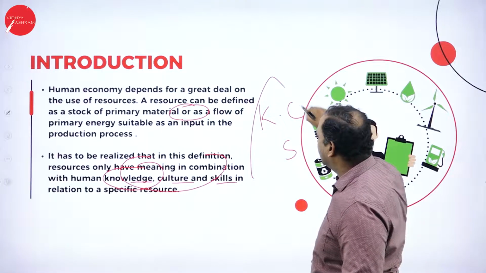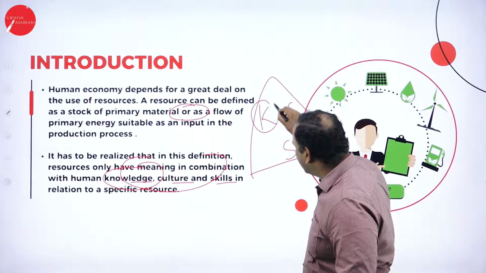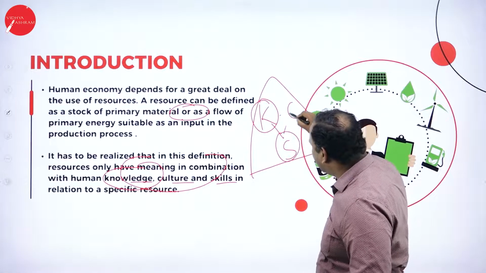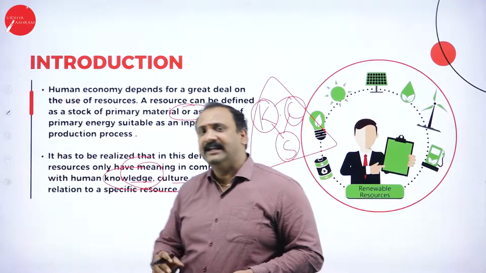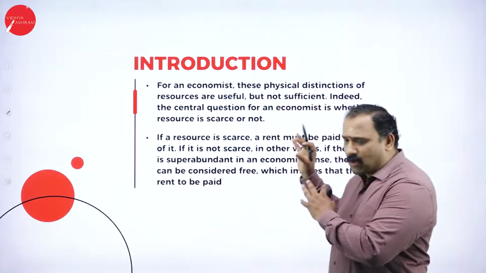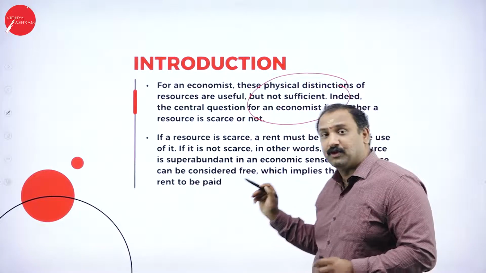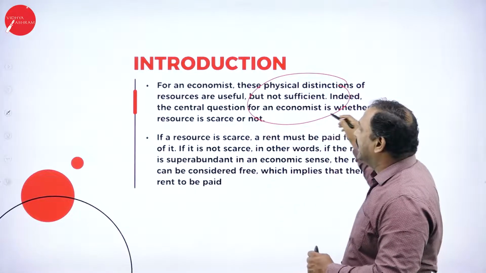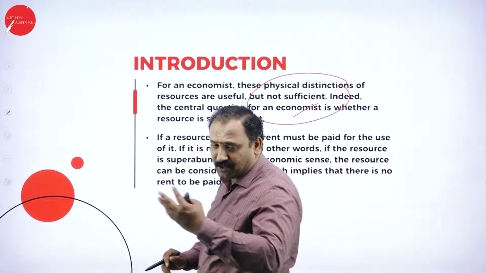This triangle one has to understand very clearly, because using the knowledge and the skills combined with the culture is going to be the output that is being defined in terms of your economic theory. Followed by, for an economist, the physical distinctions of resources are useful but not sufficient. Why? Indeed, the central question of an economist is whether the resource is scarce or not.